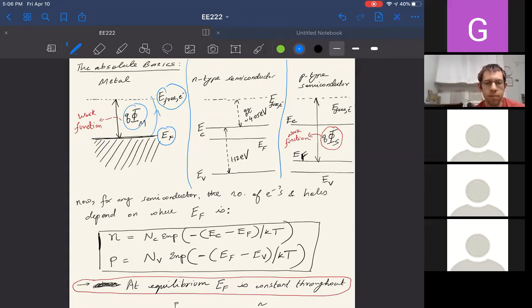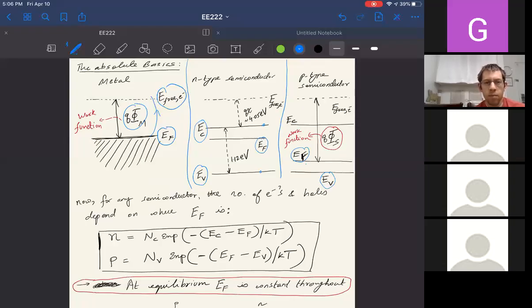A semiconductor has a conduction band and a valence band, that's EC and EV. And a semiconductor also has a Fermi energy EF. Where the Fermi level is located with respect to the conduction and valence band determines what type of semiconductor it is. If the Fermi energy is close to the conduction band, it's an N-type semiconductor. If the Fermi energy is closer to the valence band, it's a P-type semiconductor.